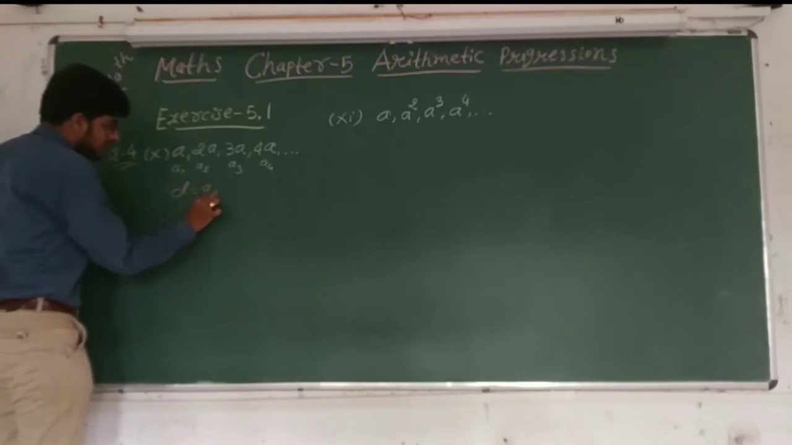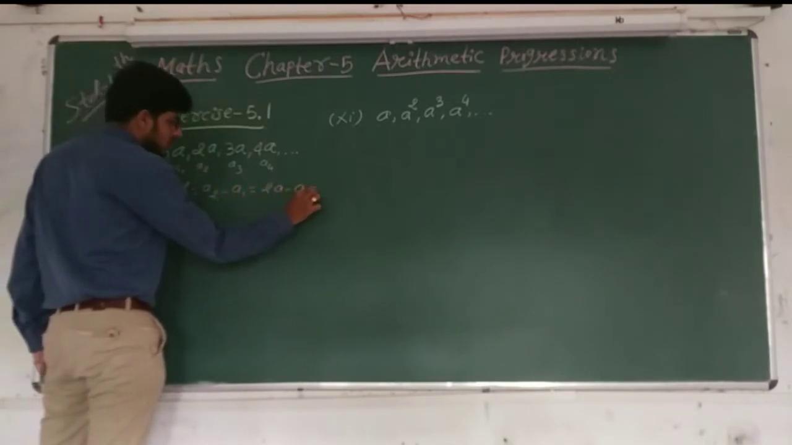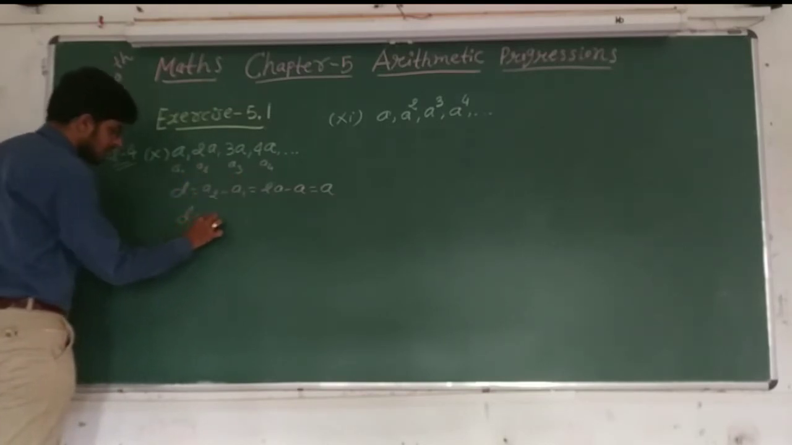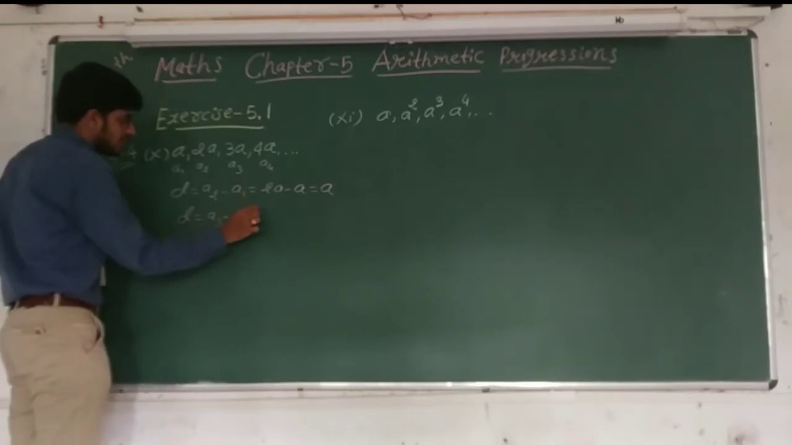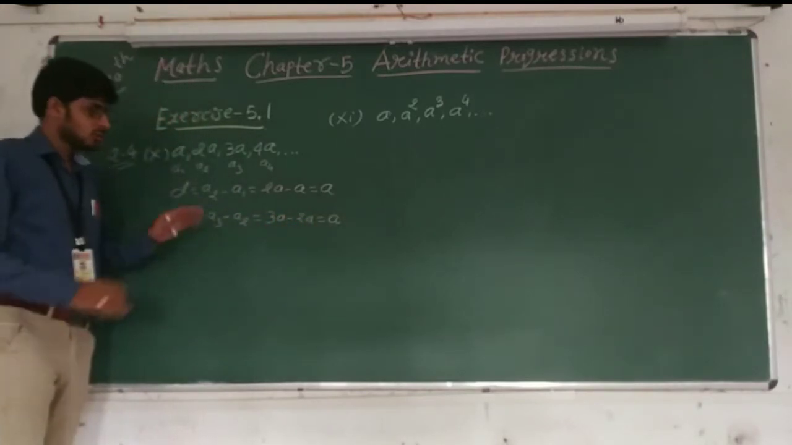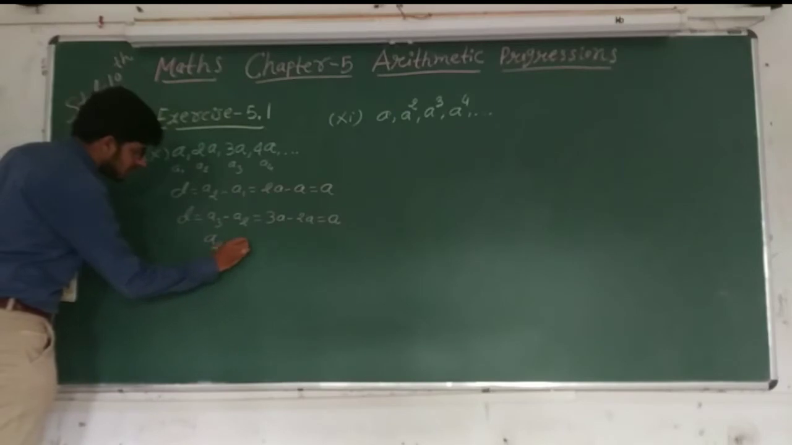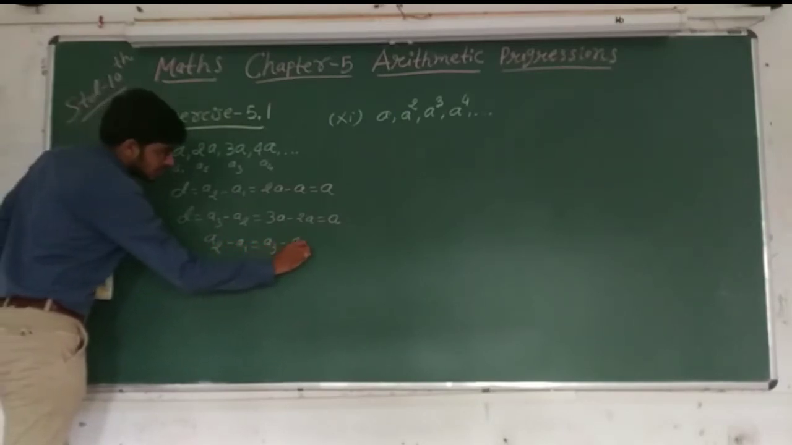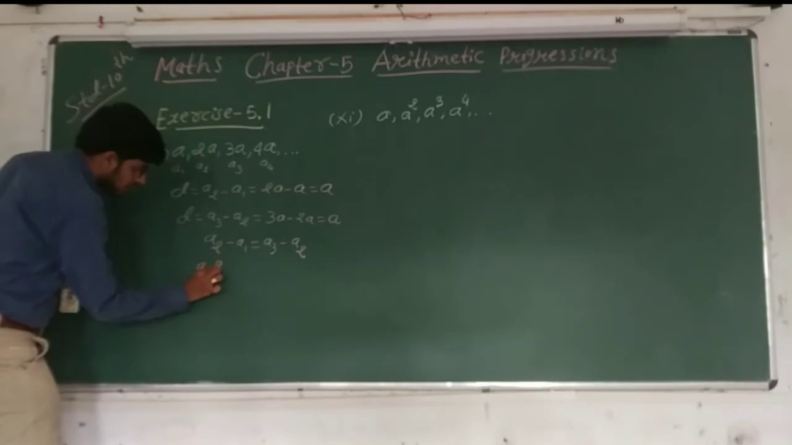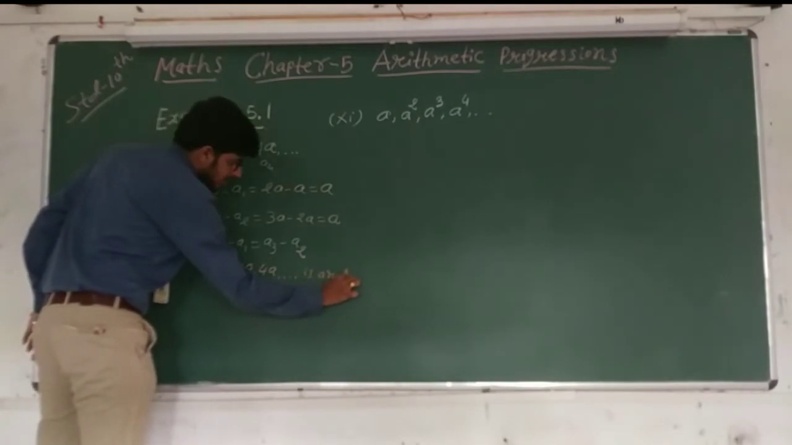So d is equal to a2 minus a1. So a2 is 2a, 2a minus a, so it gives a. In the same way we find a3 minus a2, which is 3a minus 2a. So again the answer will be a. So here you have to observe the common difference is the same, a. So a2 minus a1 is equal to a3 minus a2. Therefore, the given sequence is an AP. So a, 2a, 3a, 4a, and so on, is an arithmetic progression.